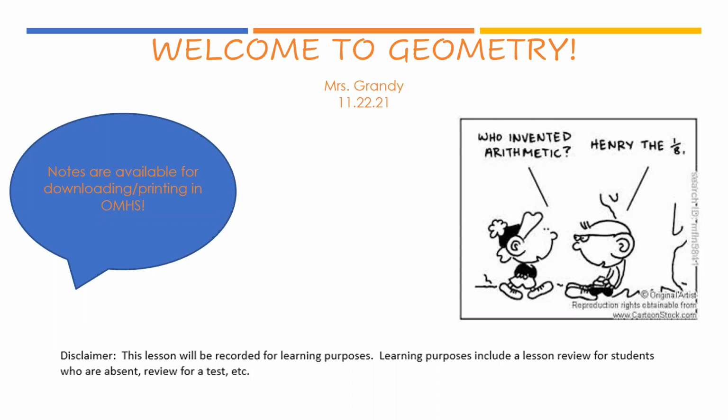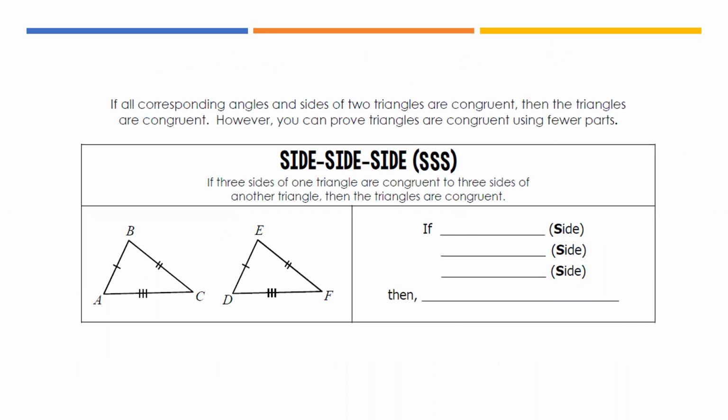Today we're going to learn two shortcuts for that, for triangles. So when I say a shortcut, I mean a way that we're allowed to prove triangles are congruent without having to prove all 6 parts are congruent, without having to say all 3 sets of sides are congruent and all 3 sets of angles are congruent.